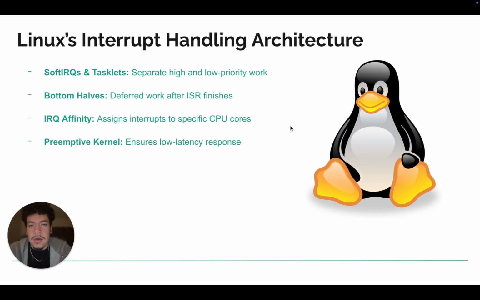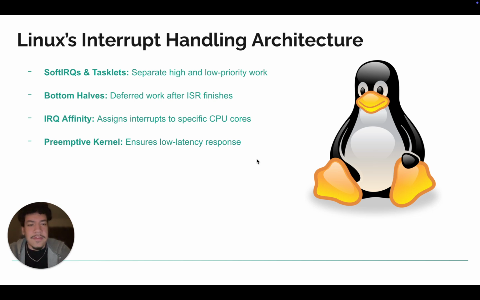Linux also uses IRQ affinity. This assigns specific interrupts to certain CPU cores for better load balancing, and it also uses a preemptive kernel. It ensures low latency responses even when handling multiple processes. So these optimizations make Linux perfect for everything from servers to embedded systems.